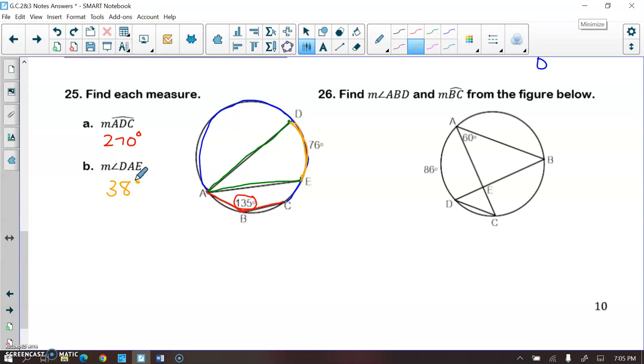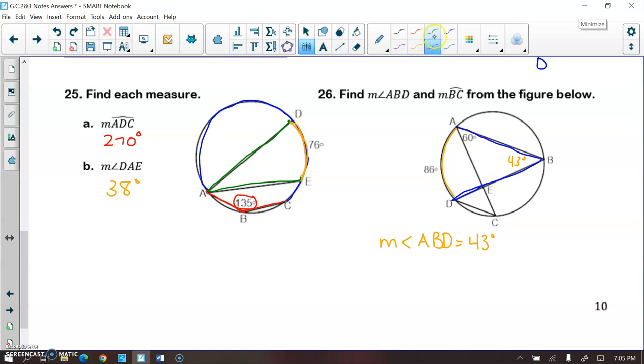Great. Next one, I want to find the measure of angle ABD. That's this angle here. It's an inscribed angle. It intercepts this arc. So if I do 86 divided by 2, that angle comes out to be 43 degrees. So the measure of angle ABD is equal to 43 degrees.